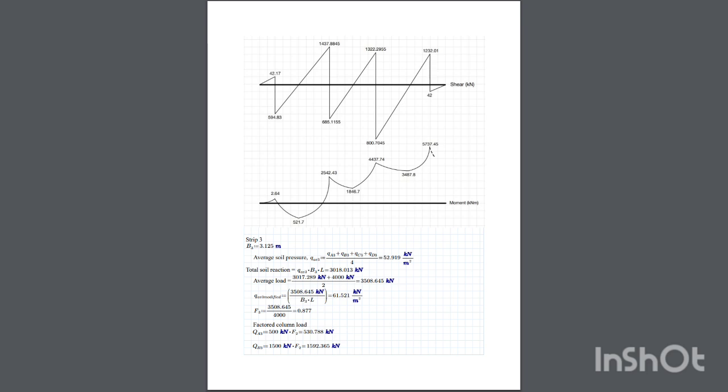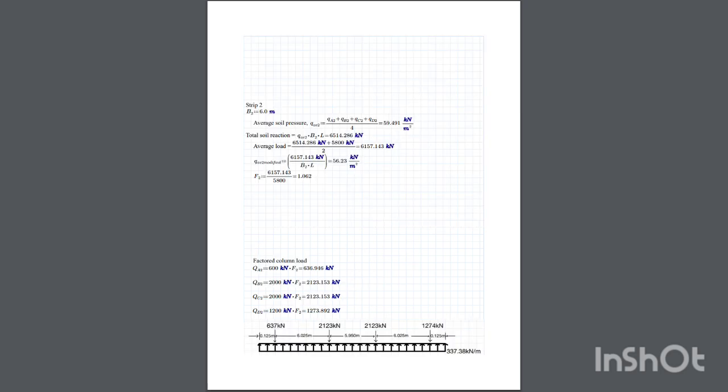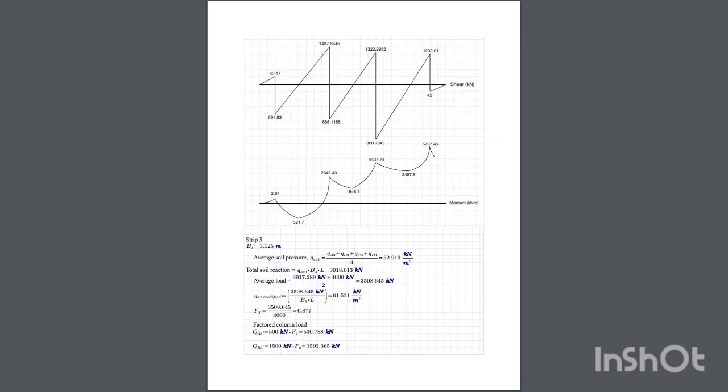So the maximum shear is 1437.88 kilonewton. And this is the bending moment. So the max bending moment is at FD2, which is 5737.45 kilonewton meter. As for strip 3, our B3 is 3.125 meter.